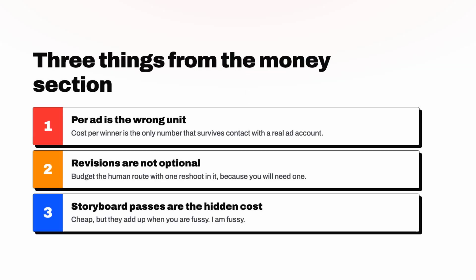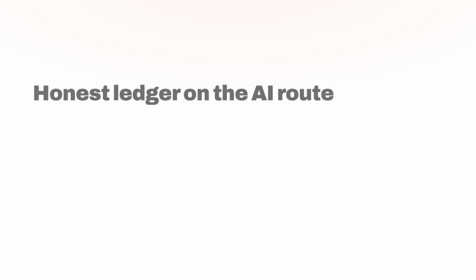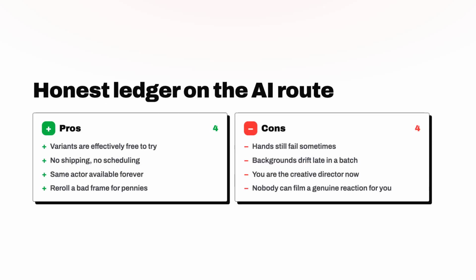Three things to hold on to from the money section, because this is exactly where people get talked into bad decisions by someone selling something. Honest ledger on the AI route. It's not free money. There are real costs. They're just different costs, and one of them is your own attention.